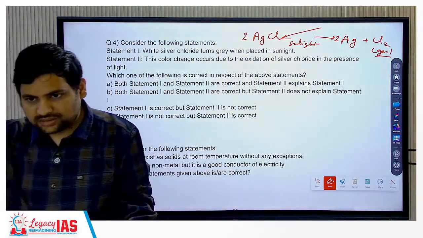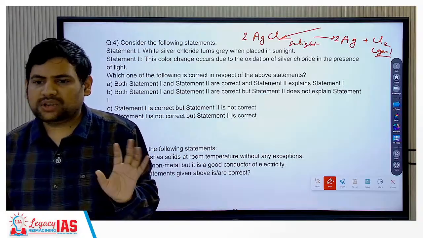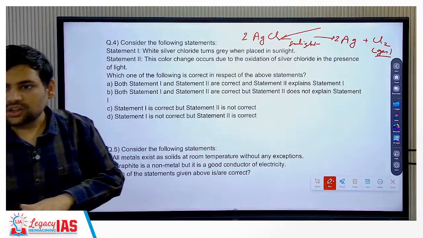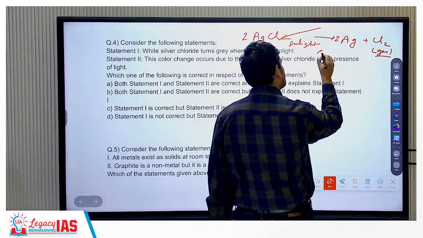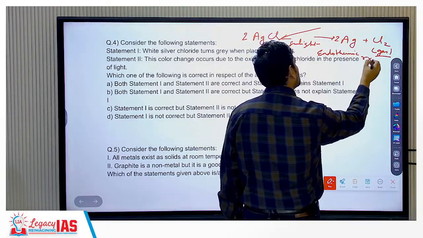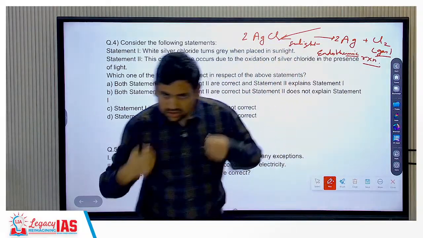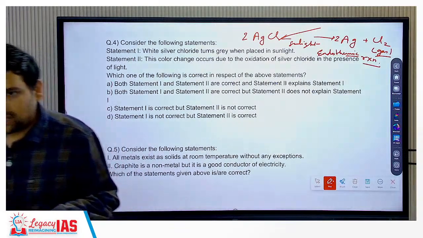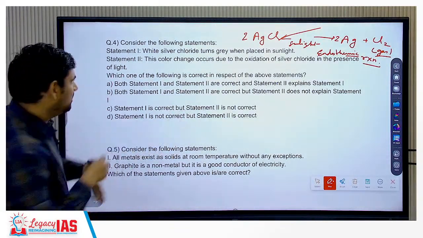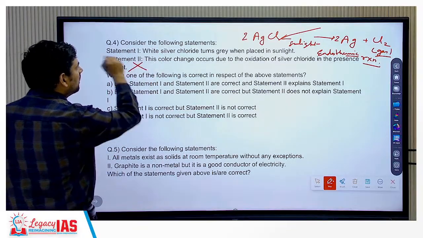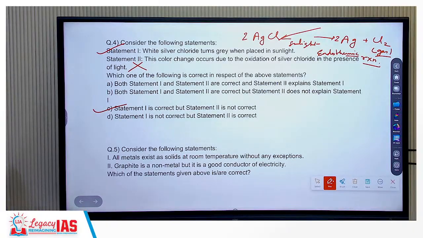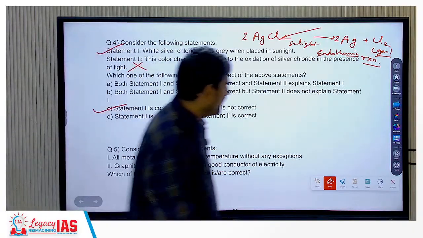So basically what is happening? Sunlight is breaking it into two parts like this. Now, what kind of reaction would this be if I were to ask you? So just learn one more term, that this is an endothermic reaction. Why endothermic reaction? Because it is consuming energy for the reaction to move forward. Now, so this color change occurs due to oxide? No, nothing like this. This is correct. Answer becomes what? 1 is correct, 2 is incorrect.